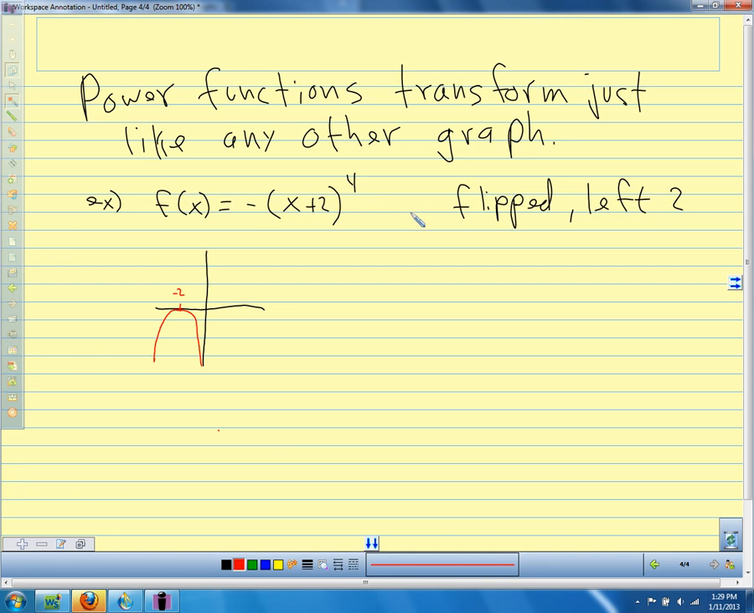Let's look at another quick example. If we have f of x equals x minus 3 to the 5th plus 4. So what are we doing to this graph? So this is going to be right 3, up 4. And it's going to look something like x to the 3rd.